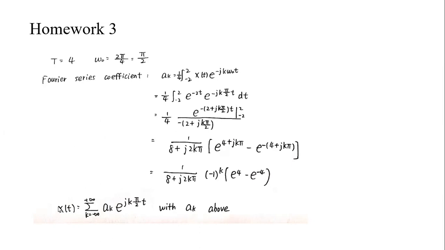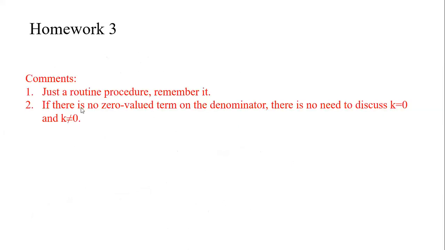And then we represent x of t in the Fourier series form. It is the infinite sum of ak times exponential jk pi over 2 t, with ak above. So there, my comments are as follows. This is just a routine procedure to calculate the Fourier series coefficient and represent the signal in the Fourier series form. You need to just remember it.